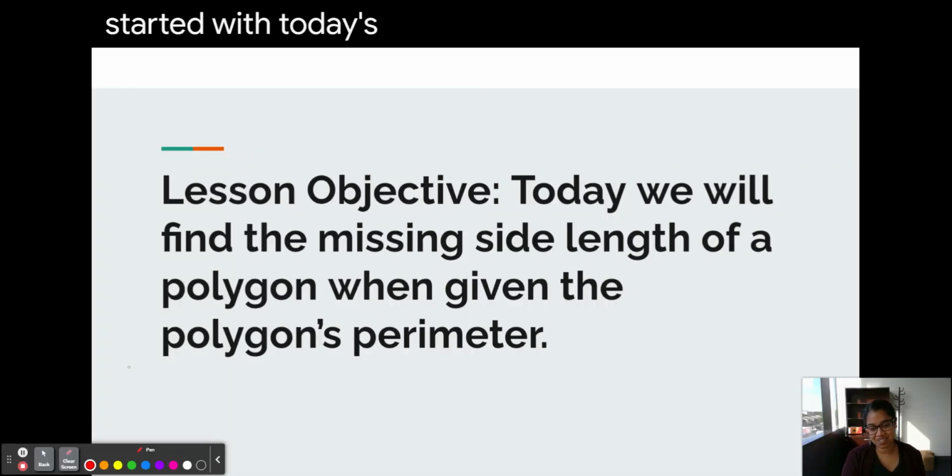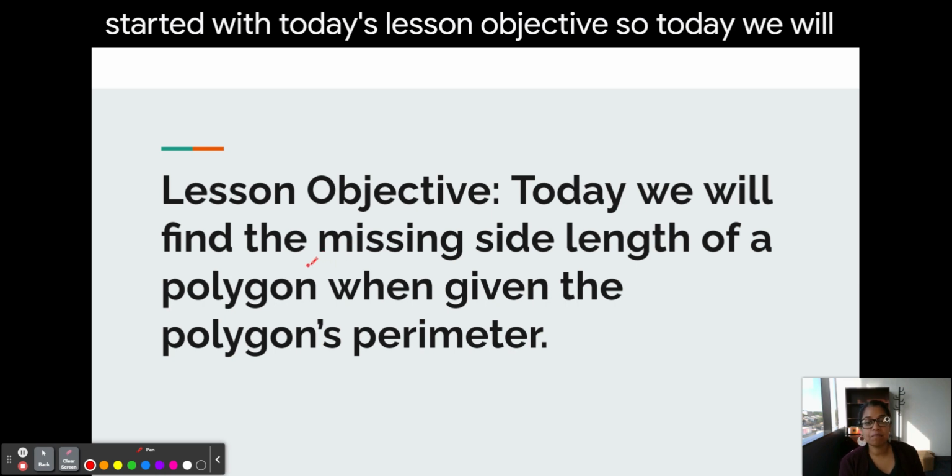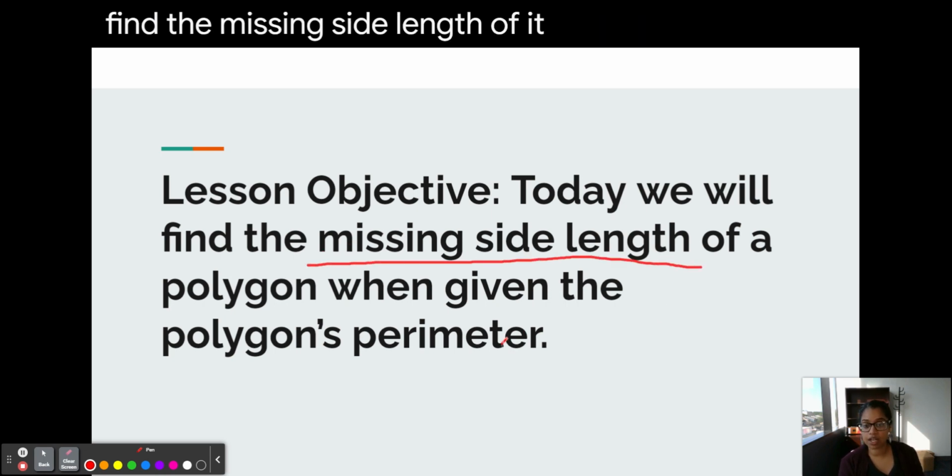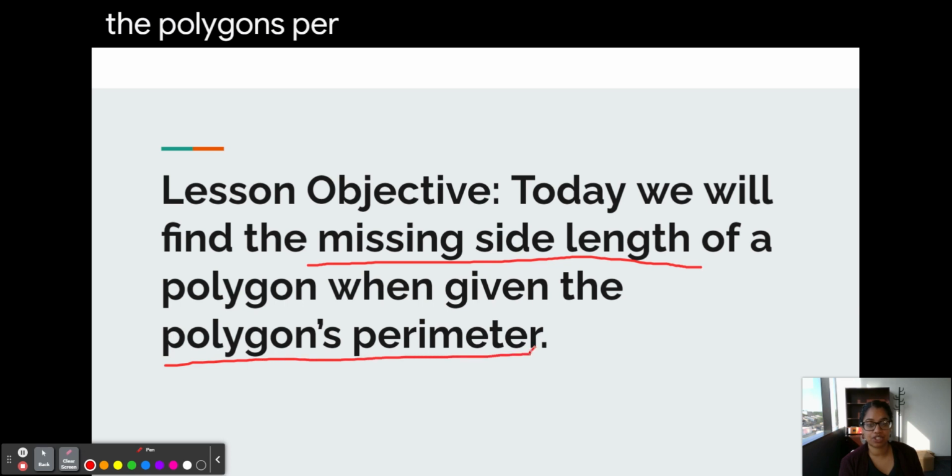Let's get started with today's lesson objective. So today we will find the missing side length of a polygon when given the polygon's perimeter.